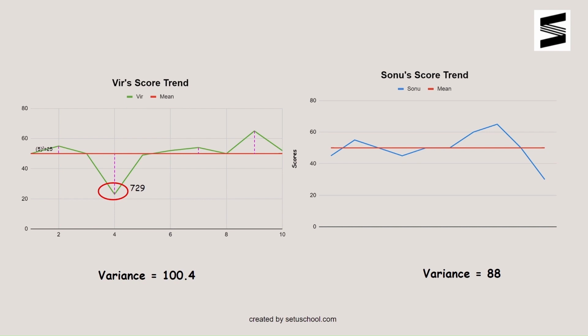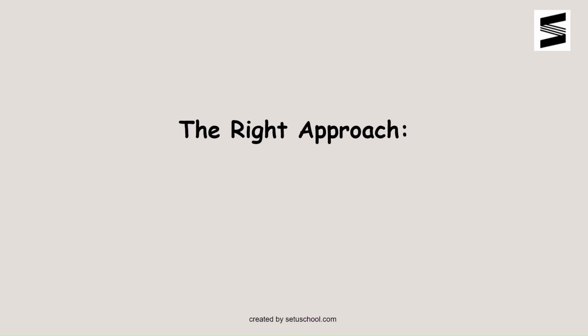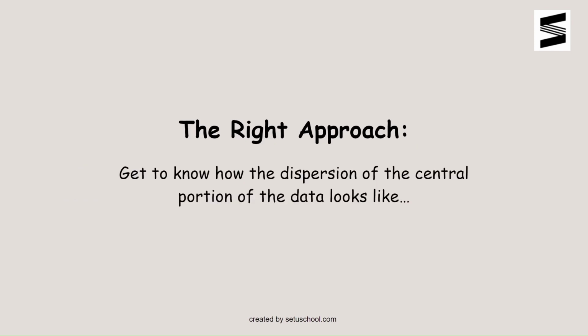This low score will obviously impact the variance, as variance and standard deviation take into account all the values. Our approach should be to know how the dispersion of the central portion of the data looks like and tally these statistics side by side with Sonu's.